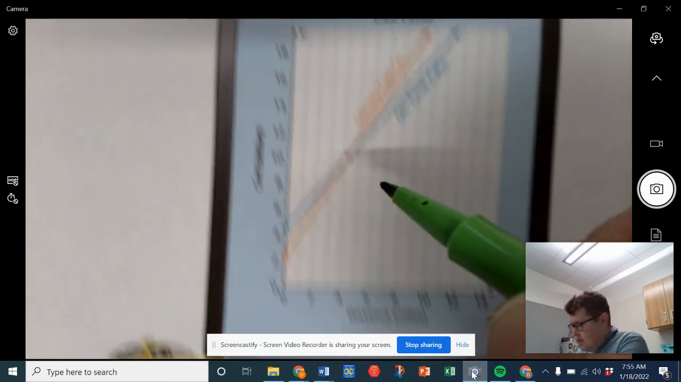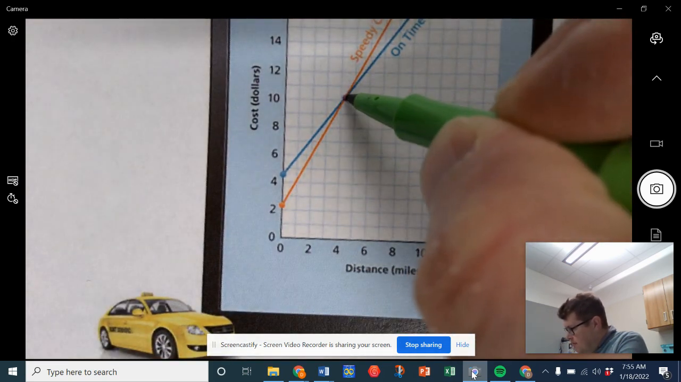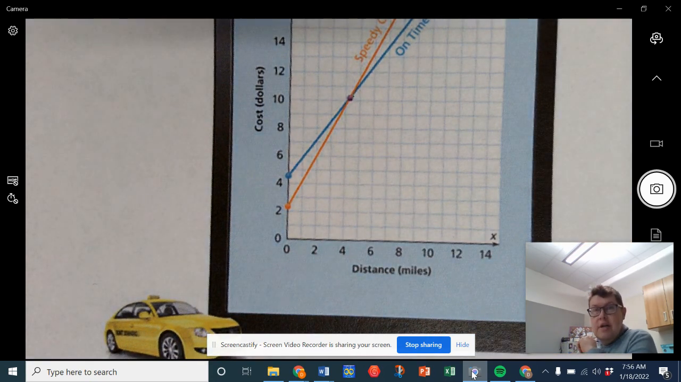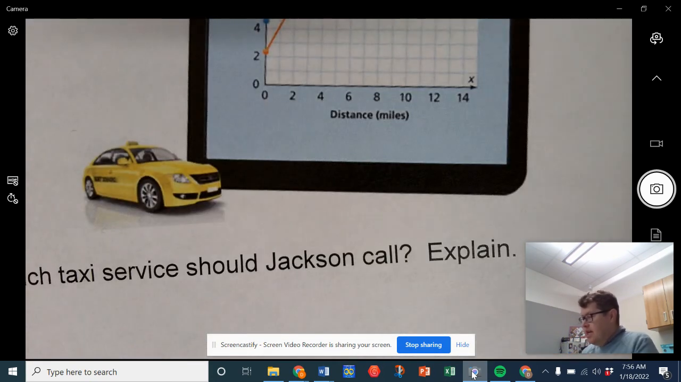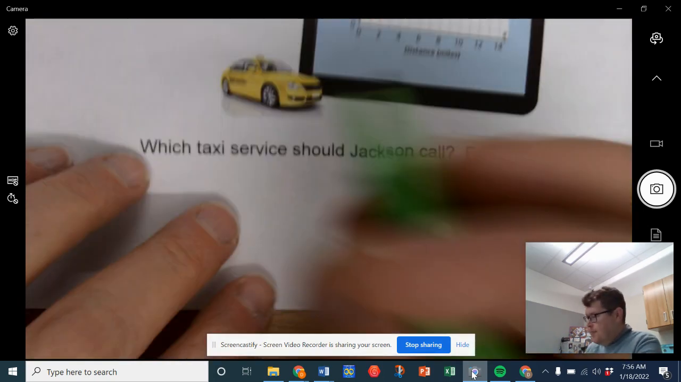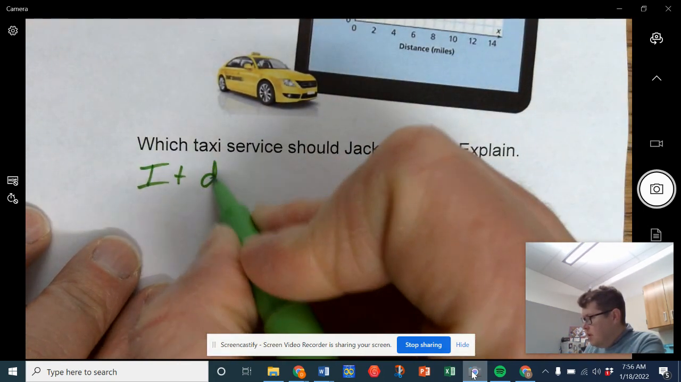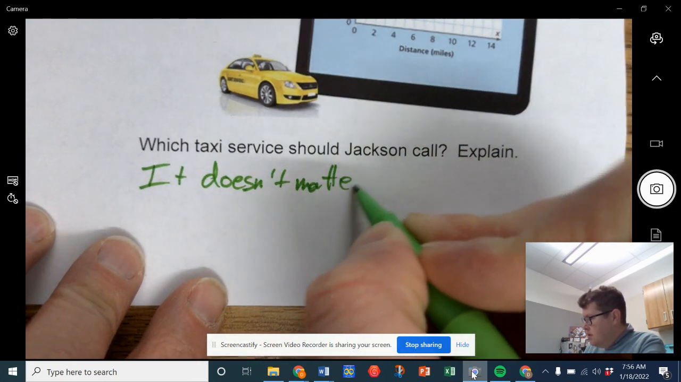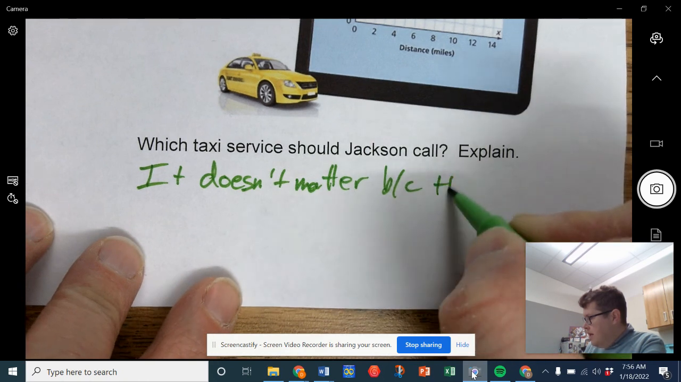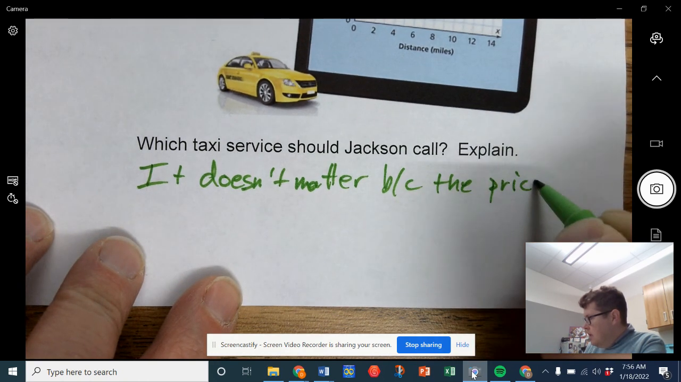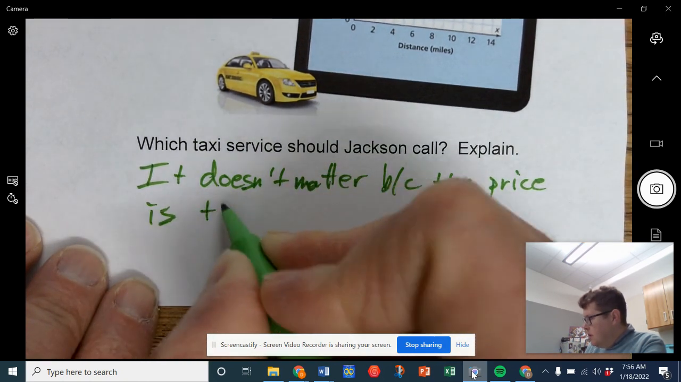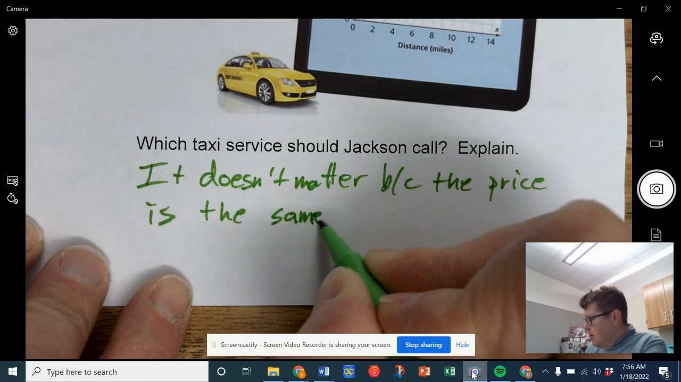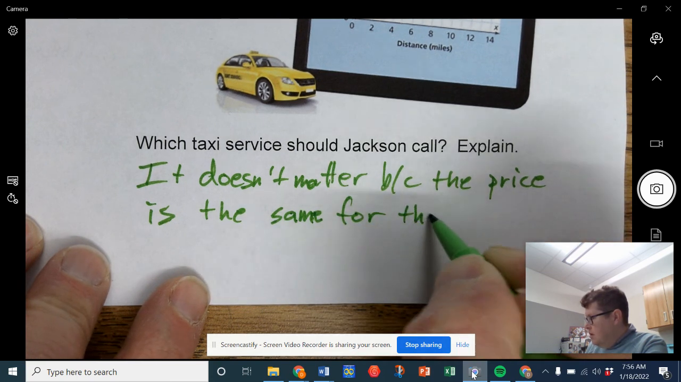That's where the price is the same. So at a little over 4 miles, the price for each of them will be a little over $10. It's like, I don't know, 10.25 or whatever, right? So technically, for this particular one, it doesn't matter, because the price is the same for the distance he wants to travel.